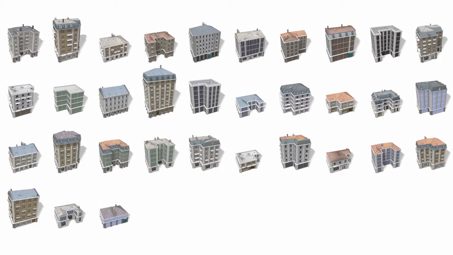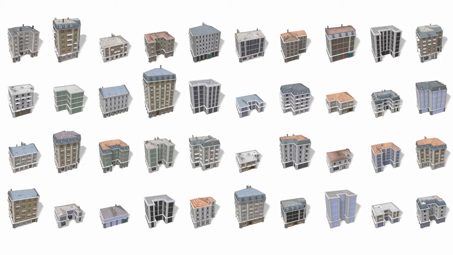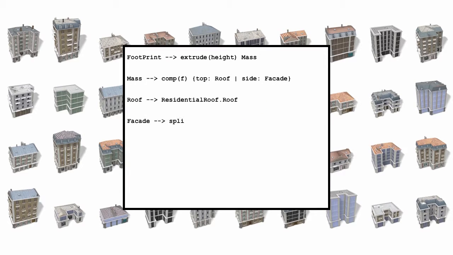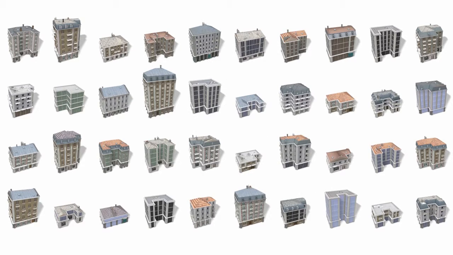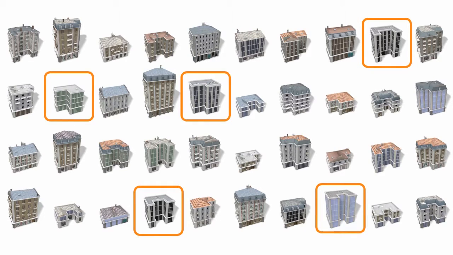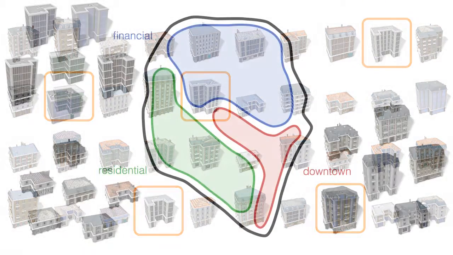Procedural modeling is a good way of generating a large variety of buildings to fill our city, but it requires programming skills to create or modify grammars. Even if we use existing grammars, we often want to extract only a subset of the models that the grammar can produce in order to satisfy design objectives.